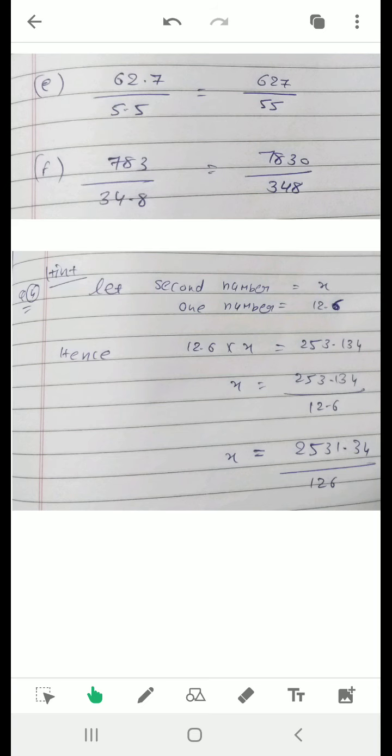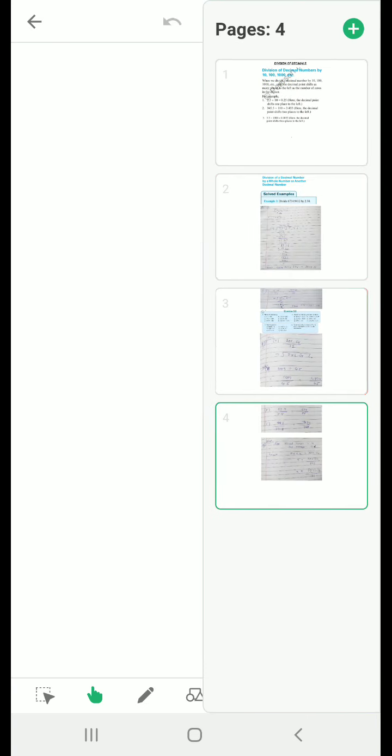And this F is similar to question C. The decimal is in the denominator only, not in the numerator. After the decimal there is one digit, so we will remove the point and then we will put the 0 in the numerator, because in the denominator there is only one digit, so we will put 10. If there were two digits, then we would have to put two zeros. Okay, now question number 4.